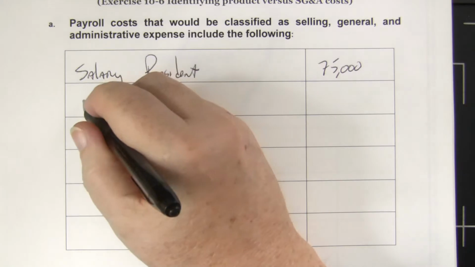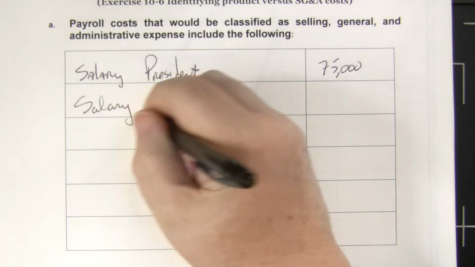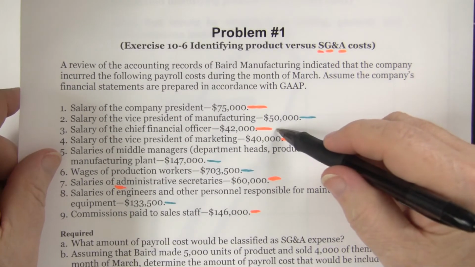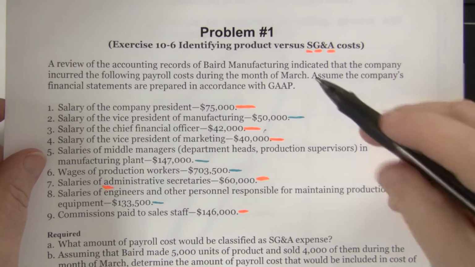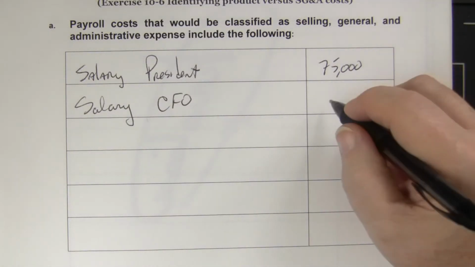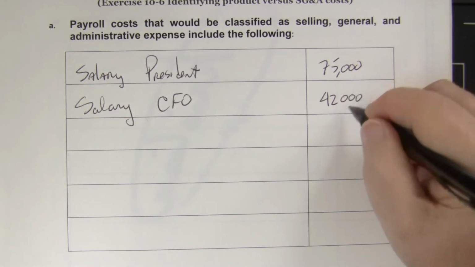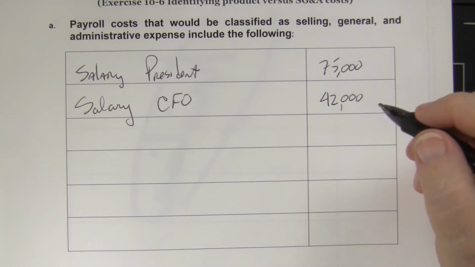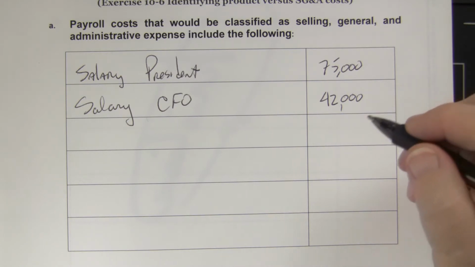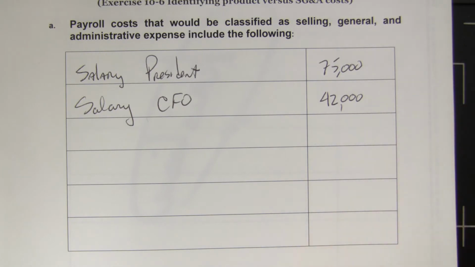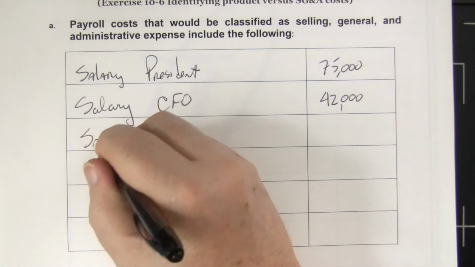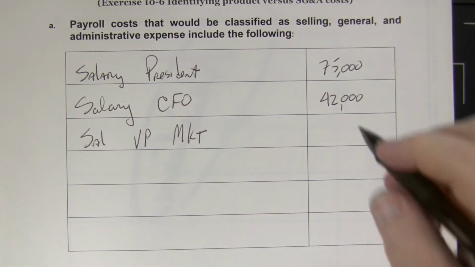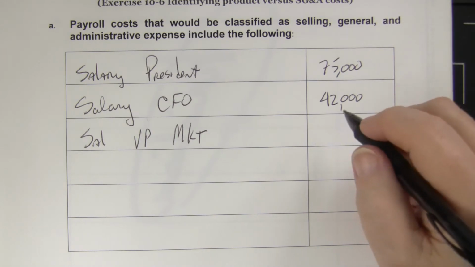We have the salary of the CFO. And the CFO, he mustn't be very good. He makes $42,000. Oh, that's for a month. Okay, I thought it was for the year. I was going to say, he can't be a very good CFO for $42,000 a year. Salary of the Vice President of Marketing. Again, these are selling and general administrative, because you see marketing, you know it's selling and general administrative. So 40 grand.